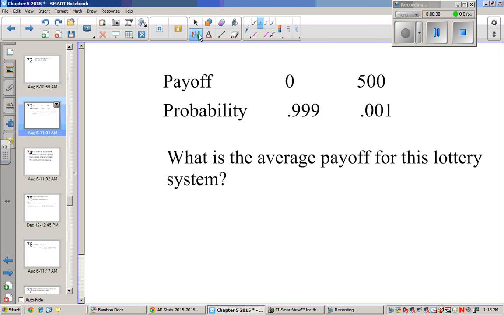So in order to solve this, what we do is we multiply 0 times this to get 0, 500 times 0.001, which would be 0.5. So if we add these together, we would get the average payout, which would be about 50 cents. So what that means is if this is the situation, you'd have to sell the raffle tickets for more than 50 cents in order to make a profit.